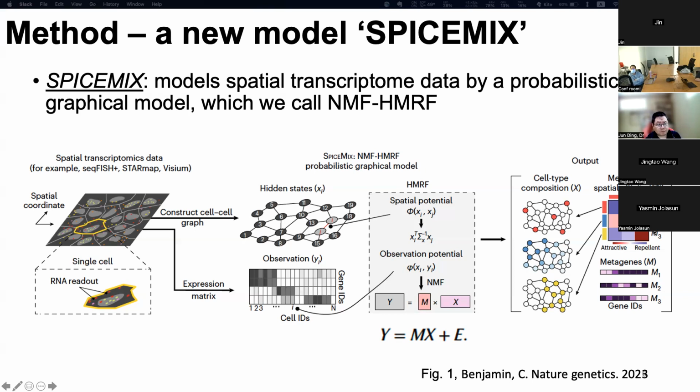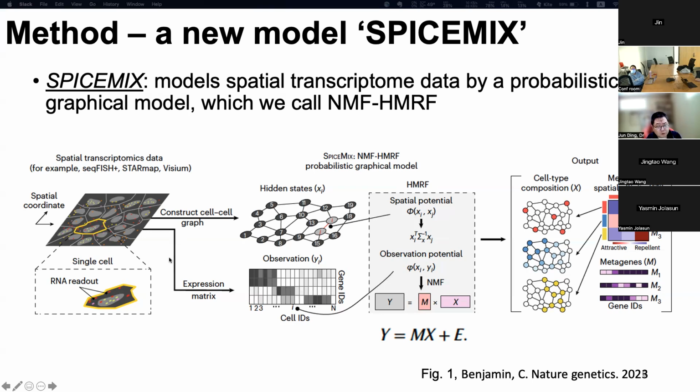Other conventional methods like HMRF exclusively assume smooth spatial patterns, but one advantage of SPICEMIX is that it has the flexibility to represent both smooth and sparse spatial patterns for real tissue.